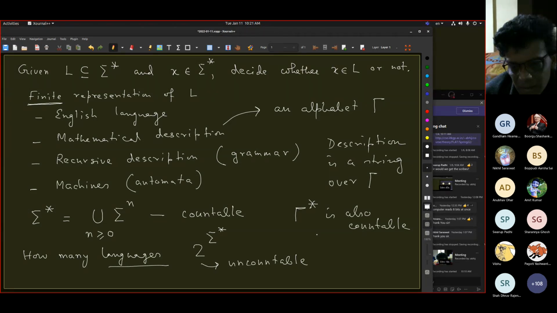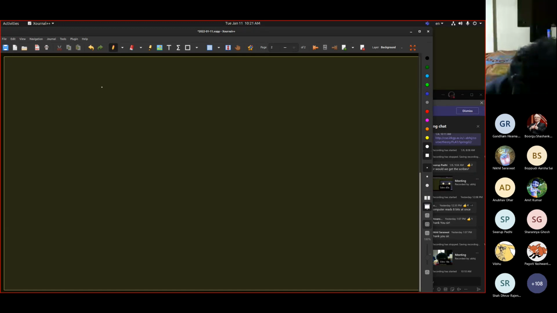So what exactly is a machine in this context? I will come to that a little later. Let me draw a picture. This is our abstract computer. I am feeding it L, I am feeding it X, and it will output yes or no.